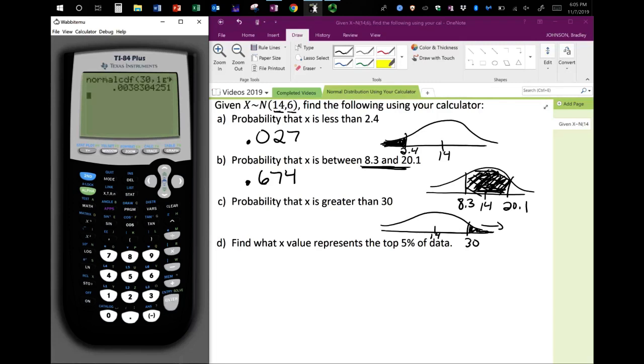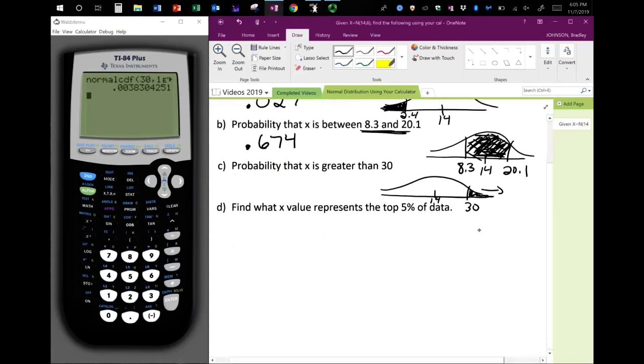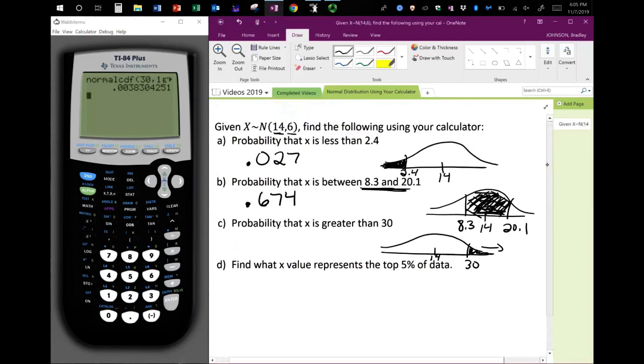When you hit enter, as you could tell, 30 was really far away, so I knew that that would be a small value. 0.004. Really tiny number, 0.004. Not even half of a percent. Okay, so that is all dealing with finding probabilities. You use normal CDF to find the probability.